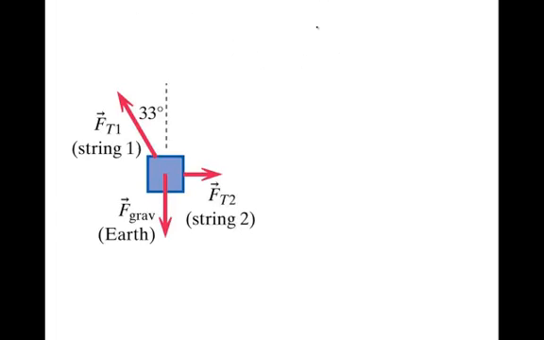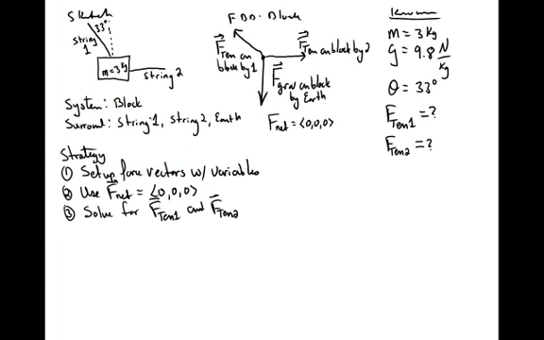So I want to work through one of the examples in the book. This is the example on page 182, and you have a 3 kilogram block that's held up by a couple of strings, and I want to find out what the tension forces in the two strings are. I've already set up the first few steps. I've got my sketch. My system is the block. The surroundings are the two strings and the earth.